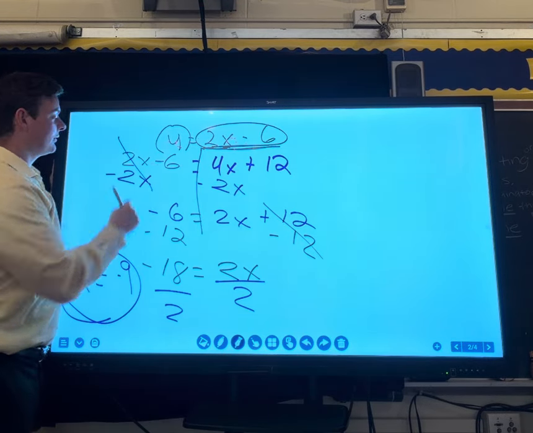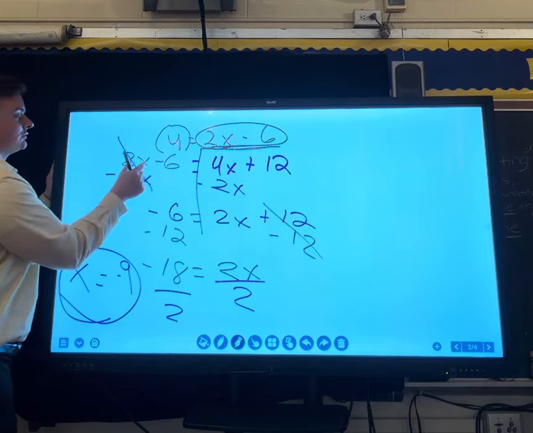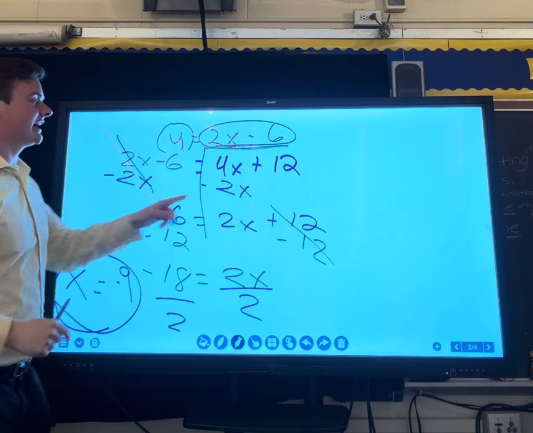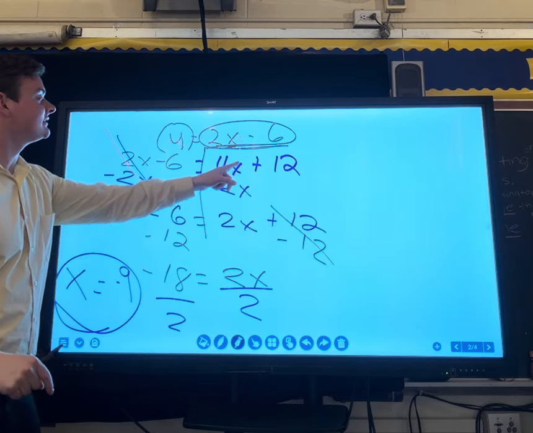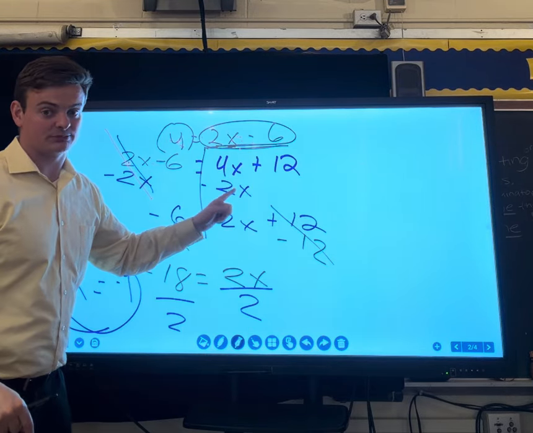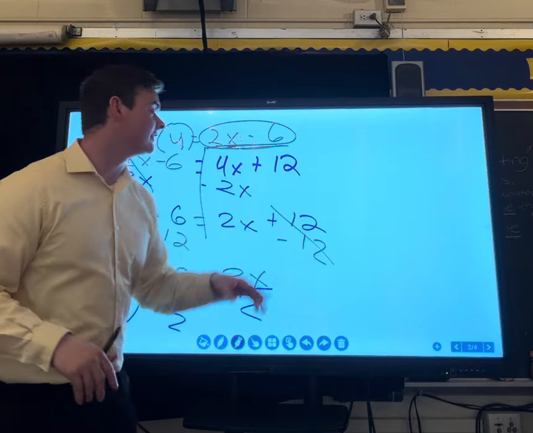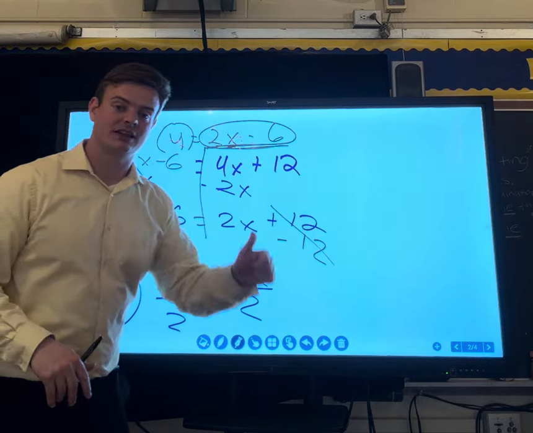What do I mean by smaller one? 2x is less than 4x. So I move over the 2. I subtract 2x. If I do it from one side, I do it to the other. Notice how I subtracted the 2x from the 4x spot. I don't do it with the 12 because 12 and negative 2x can't combine, but 4x minus 2x can.